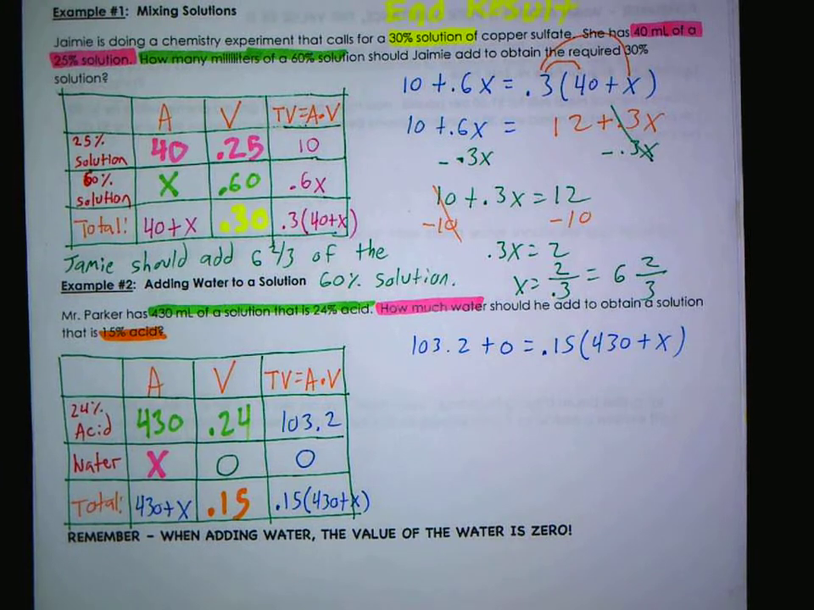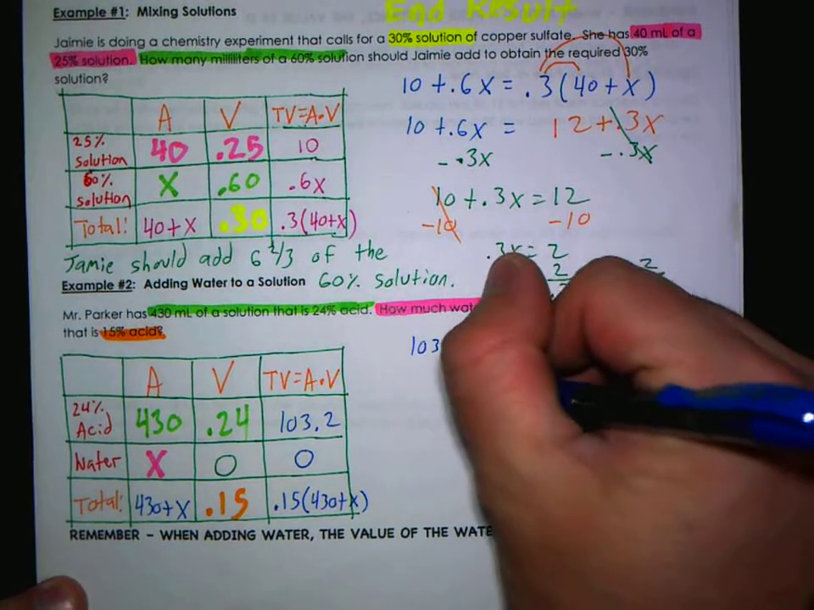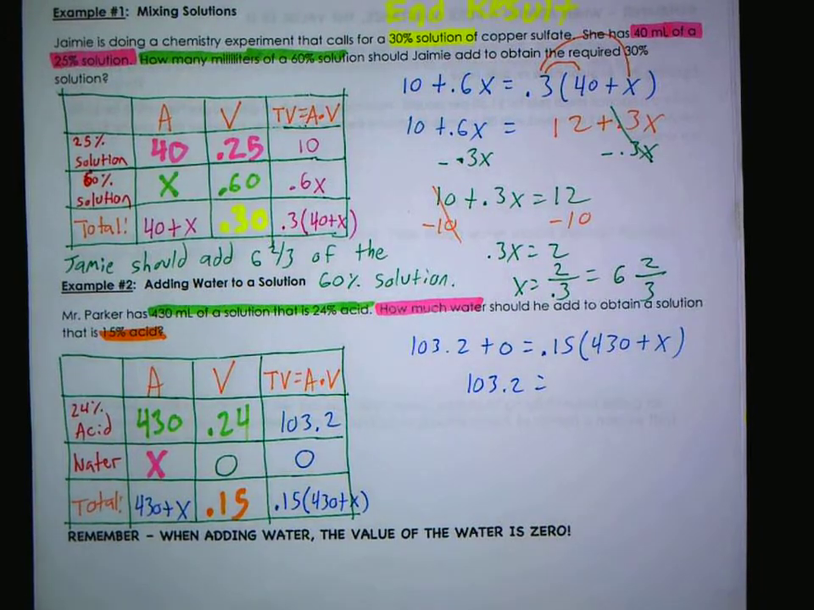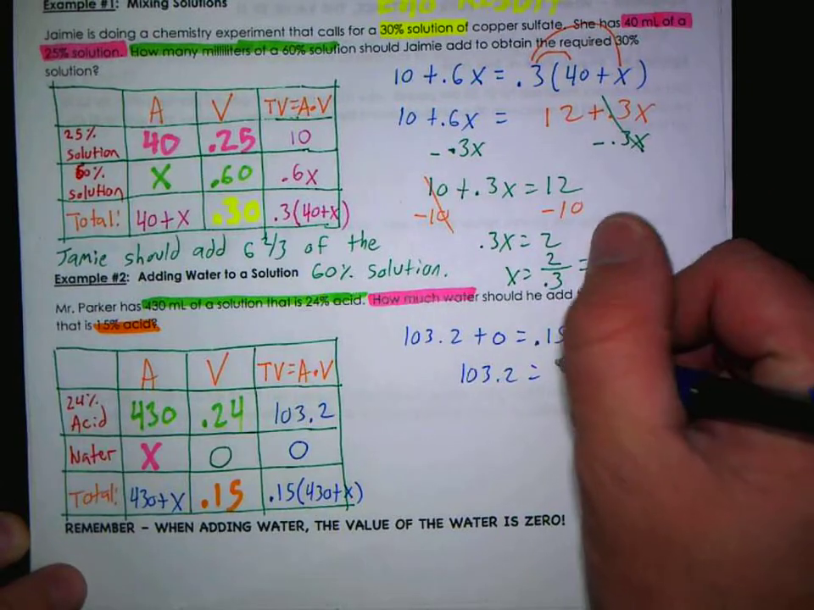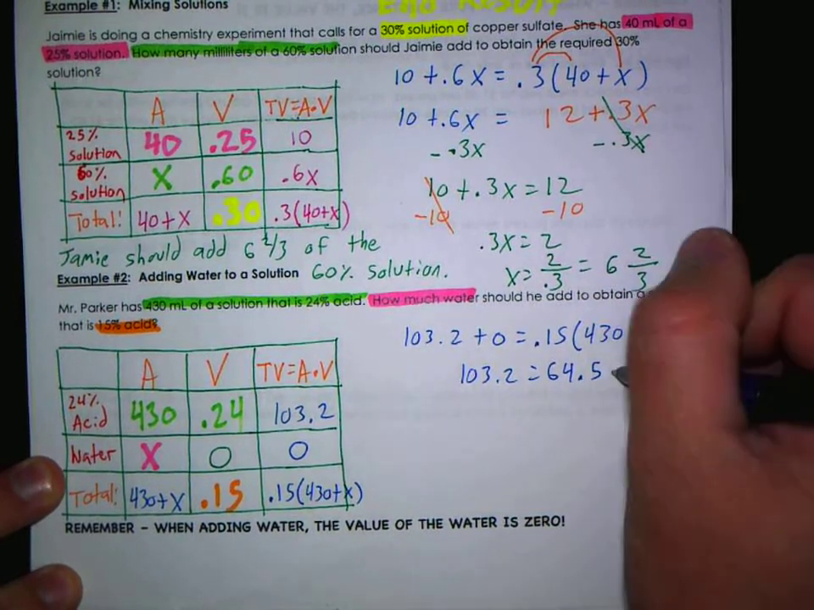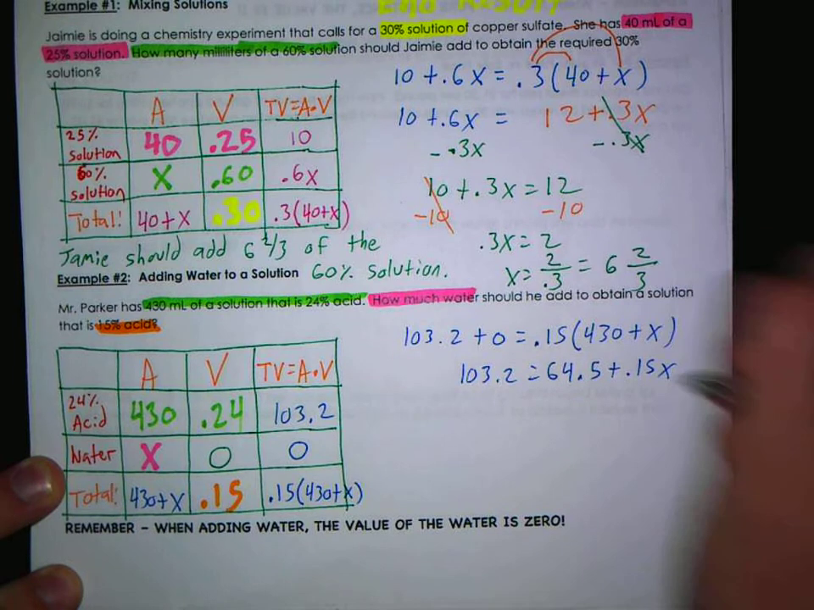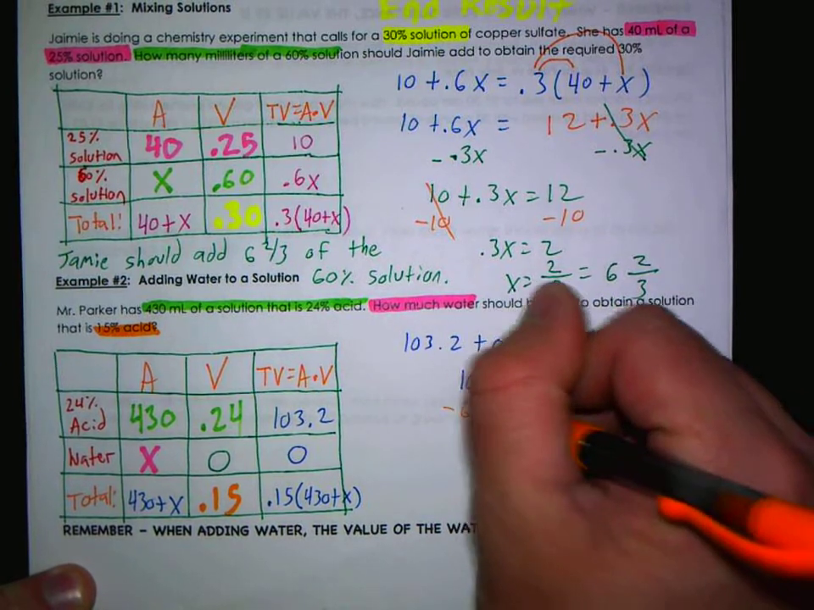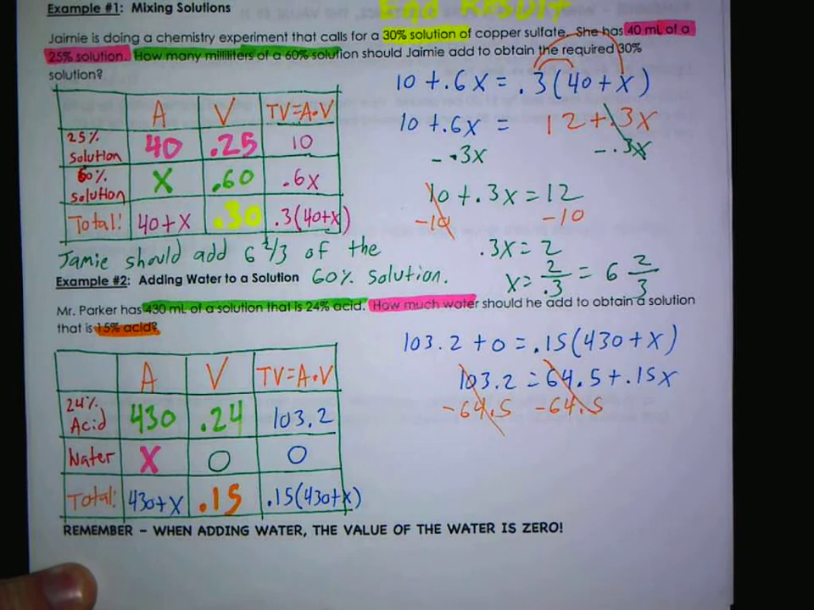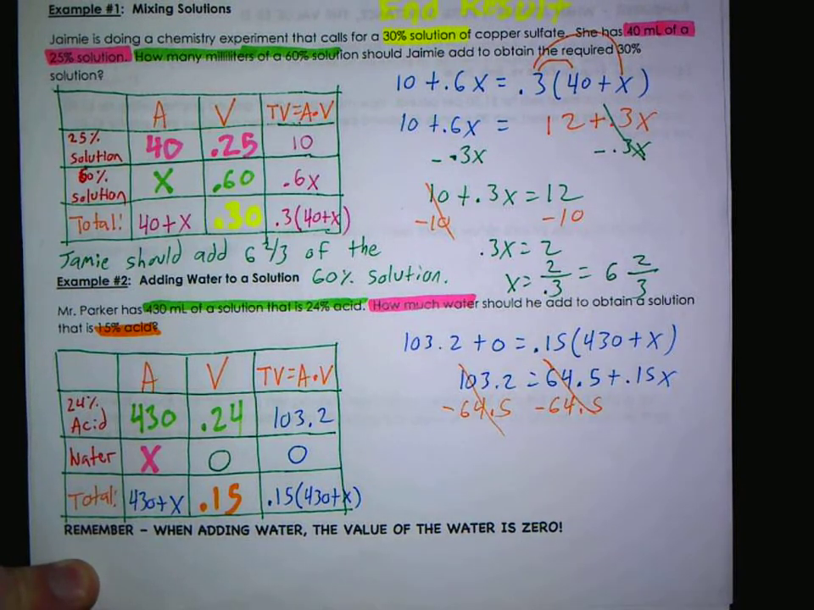This is actually an easier problem than before. Water makes it easier. 103.2 plus 0 is 103.2. 15% of 430, well 10% of 430 is 43, and then half of 43 on the 43 is 64 and a half, plus 0.15x. Minus off 64.5. Those don't cancel, sorry about that. 103.2 minus 64.5 is 38.7.